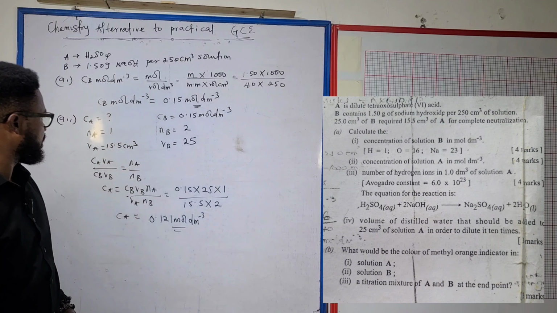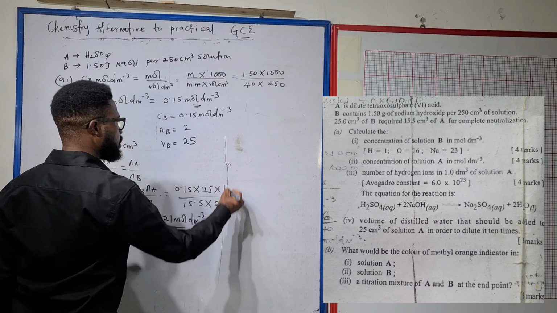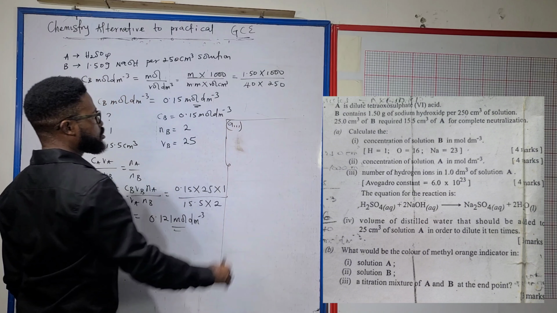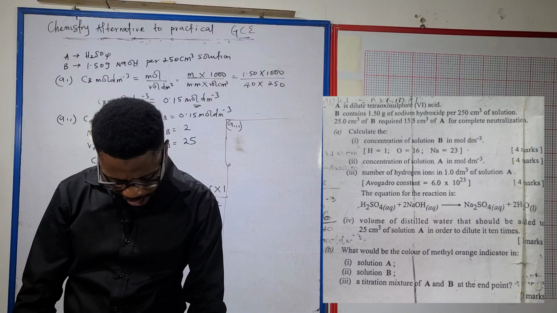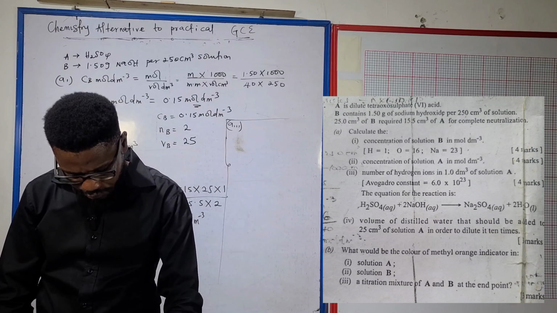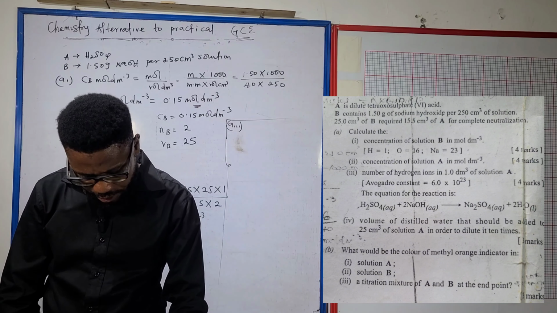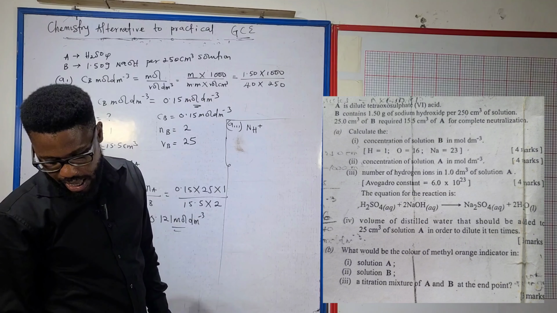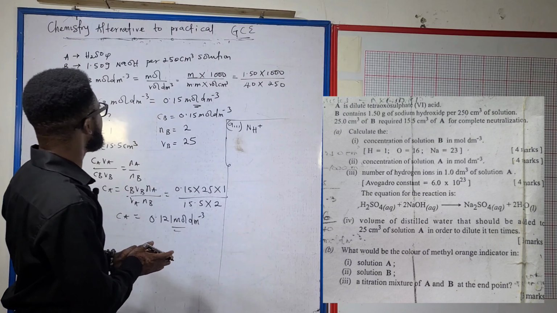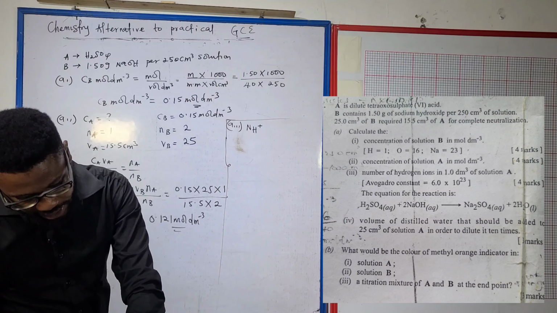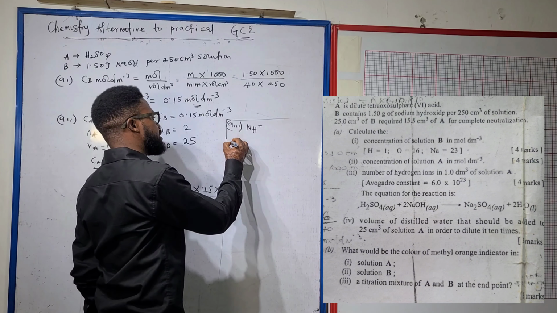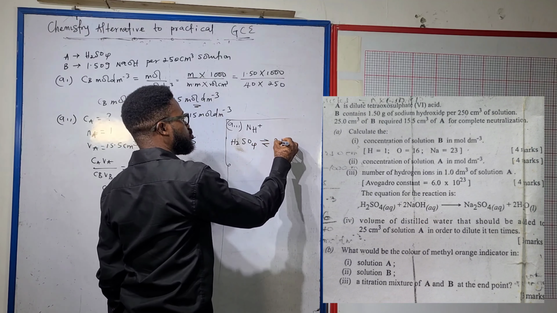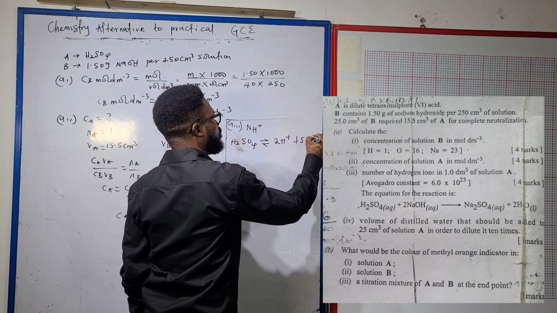Moving on to question A3. Question A3 states number of hydrogen ions in 1 dm cube of solution A. I'm looking for the number of hydrogen ions. If you look at it, the hydrogen ion is definitely going to come from the sulfuric acid. My sulfuric acid here is H2SO4, and if I dissociate this, this is going to be 2H plus SO4 2 minus.